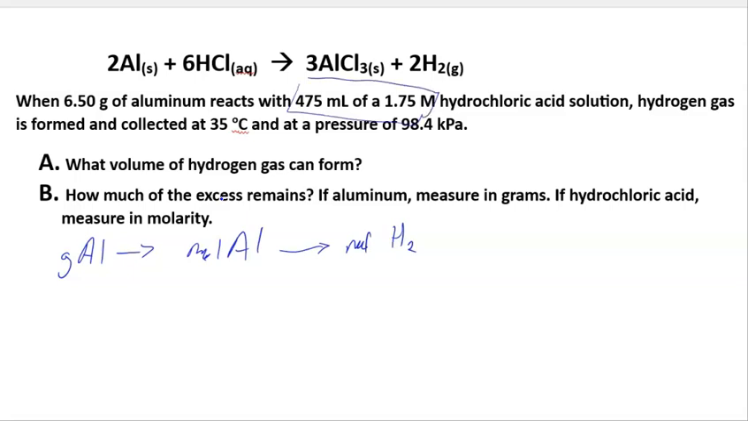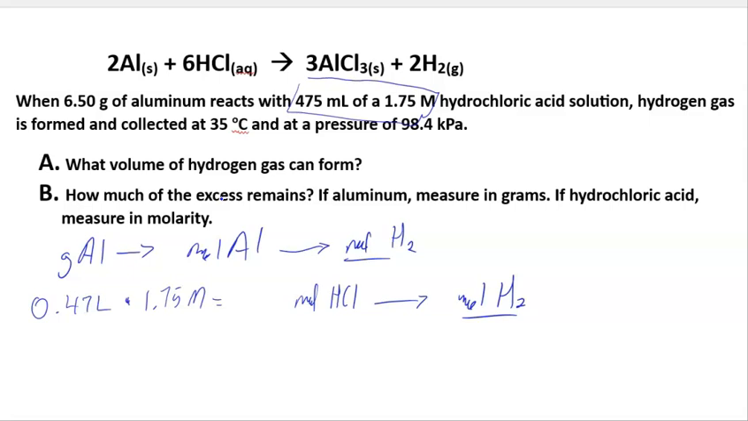Now 475 milliliters is 0.475 liters. We're going to multiply that times 1.75 molar of hydrochloric acid to equal moles of hydrochloric acid. And then we're going to go to moles of H2 gas. And we're going to compare these two, and whichever one is smaller is the maximum amount we can form, because whichever one is smaller, that's the one in which the reactant ran out and therefore limiting.